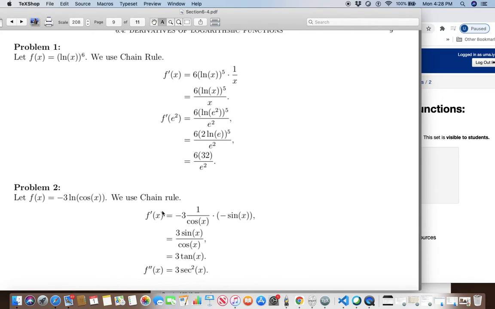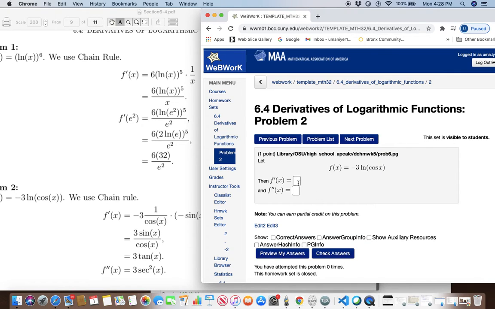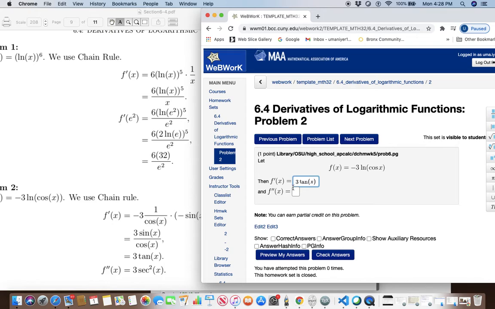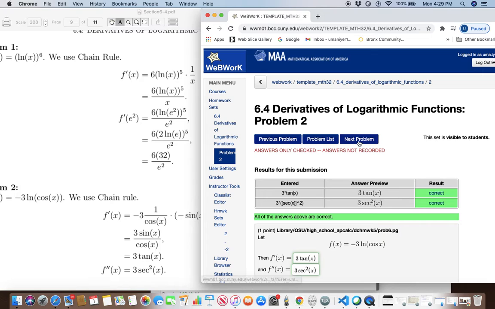That's the first derivative. For the second derivative, what is the derivative of tan? Secant squared. So 3 secant squared. The first derivative is 3 tan x, and the second derivative is 3 secant squared x. All right, let's check. Good.